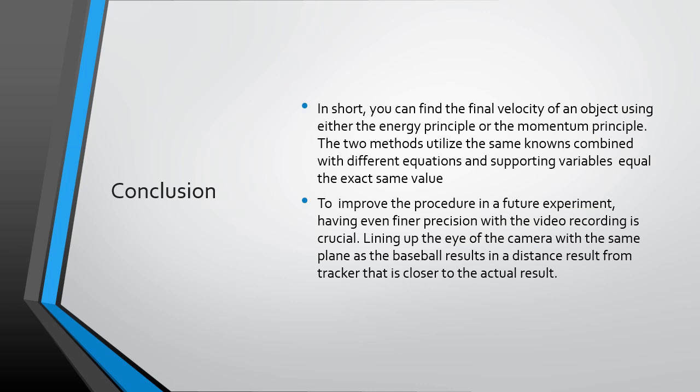Alright, so in conclusion, in short, you can find the final velocity of an object using either the energy principle or the momentum principle. The two methods utilize the same knowns combined with different equations and supporting variables to equal the exact same value. To improve the procedure for a future experiment, having finer precision with the video recording is crucial. Lining up the eye of the camera with the same plane as the baseball results in a distance result from the tracker that is closer to the actual result.